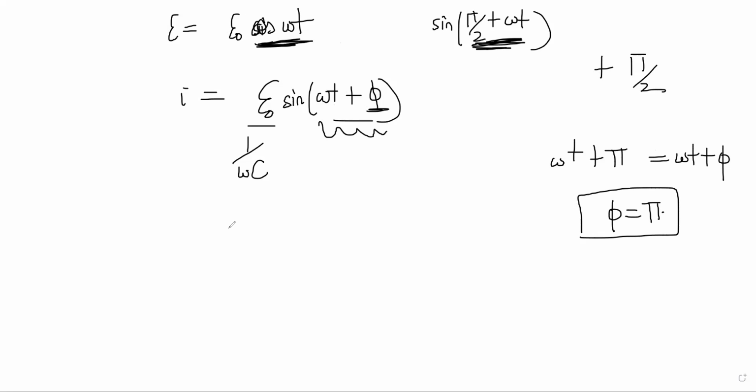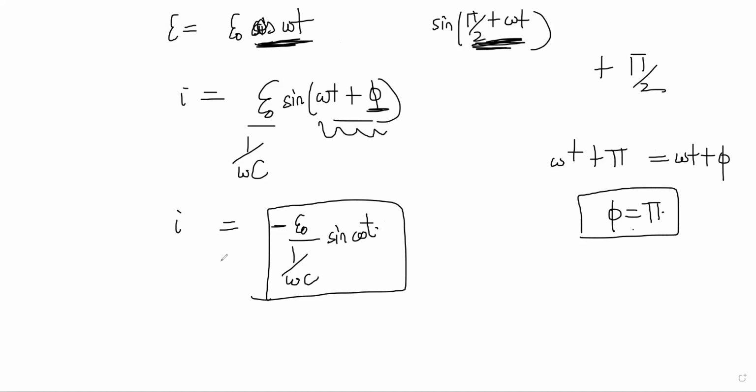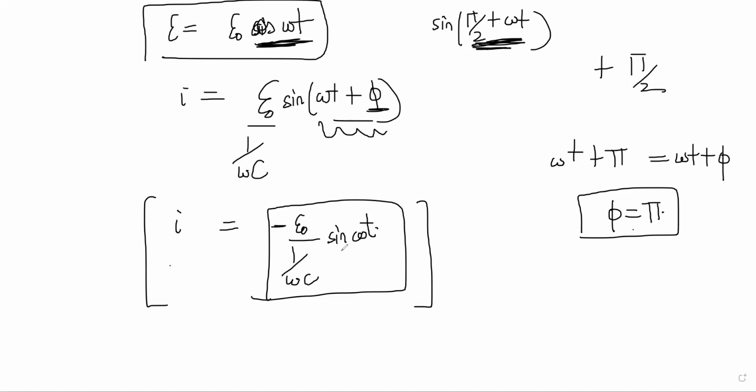Sometimes they will change things, like I could have written this one as minus E naught by 1 by omega C sine omega t. Now the EMF is E naught cos omega t and the current is minus something. Whenever there is a minus, always convert to sine of something. Sine of pi plus theta is minus sine theta, so use that identity. The minus will go away and you will get E naught by 1 by omega C sine of pi plus theta. After that, you can figure out the phase difference. The thing to remember is that a resistor gives zero phase and a capacitor gives plus pi by 2 phase, so current in the capacitive circuit will be leading the EMF.